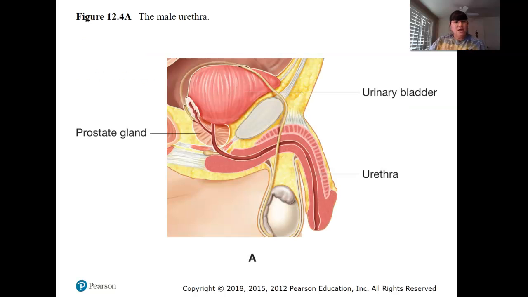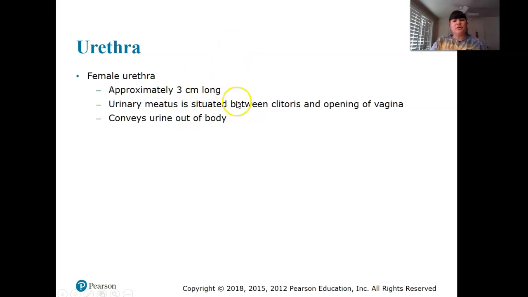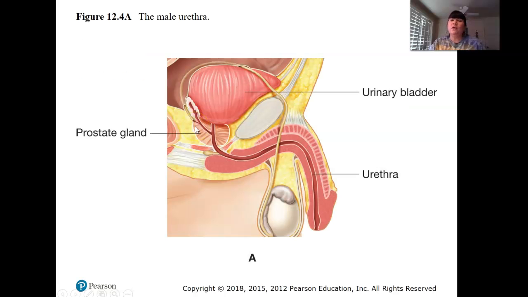All right. So it says urinary meatus. Here's a section through the male. For the male, here is the urethra. It would release either semen, part of the reproductive tract, or urine, part of the urinary tract.